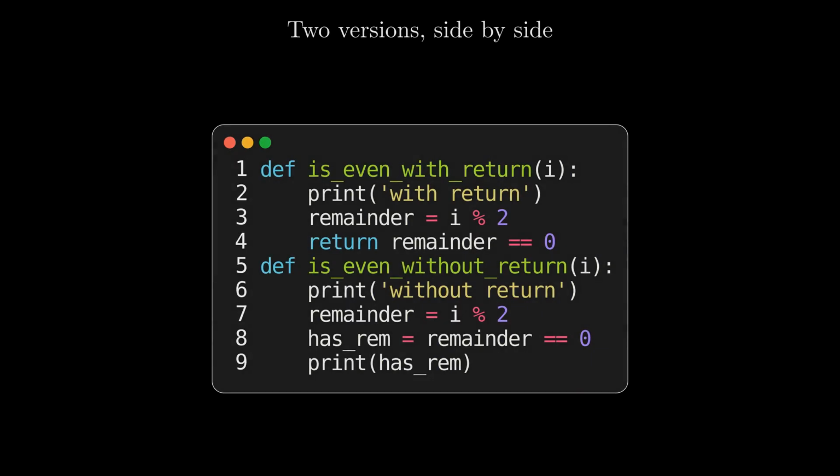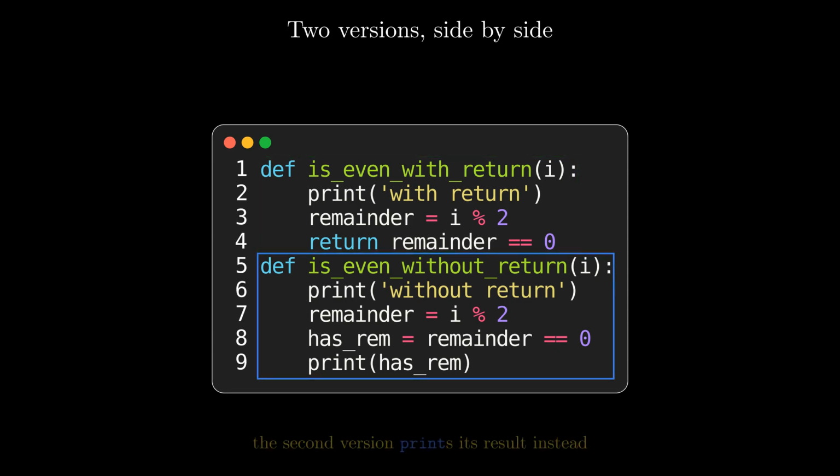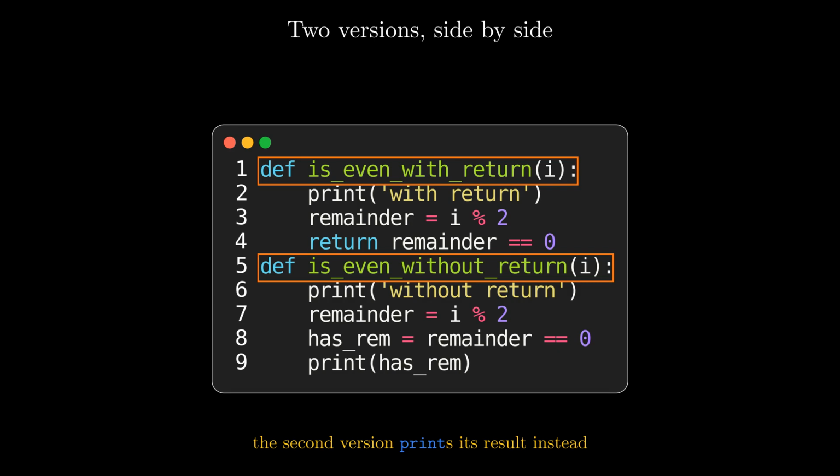Let's trace carefully. We define two versions. isEven with return computes remainder and returns whether remainder is equal to 0. isEven without return instead prints that result. First, a subtle point about timing. When Python reads the file and sees a def, it does not run the function. It only records that the function exists in memory. The body executes only later, when we reach a line that actually calls the function.